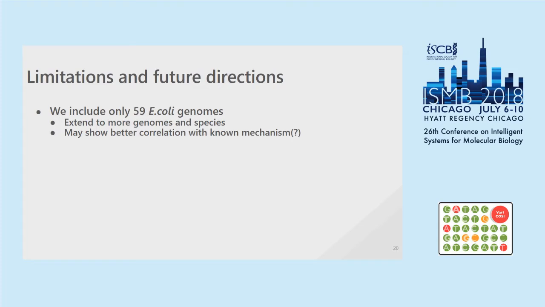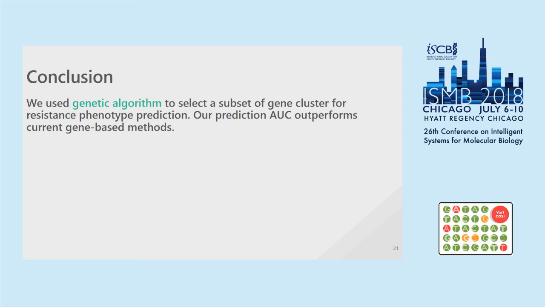So the limitation of our research is that we only include 59 E. coli genomes, and in the future we wish to extend to more genomes and species so that we can better validate our results. Our conclusion is that we use a genetic algorithm to select a subset of gene clusters for phenotype prediction, and our prediction area under curve outperforms current gene-based methods.